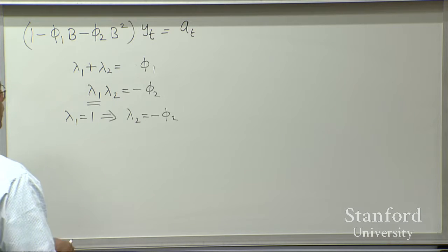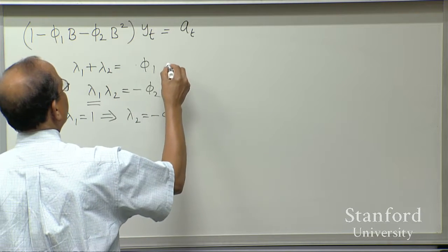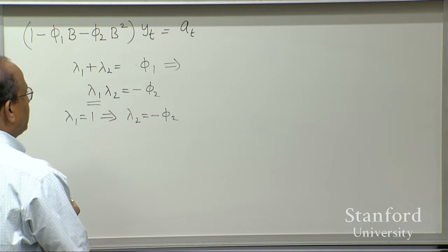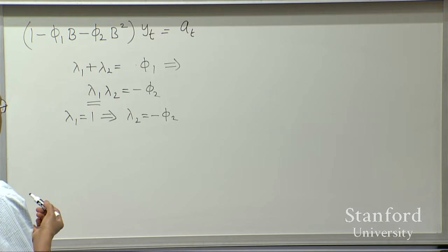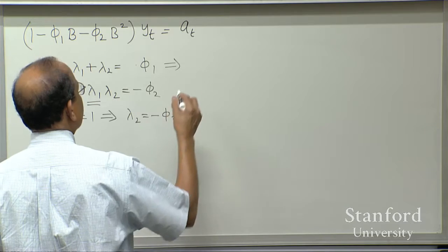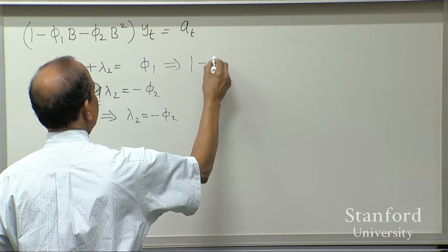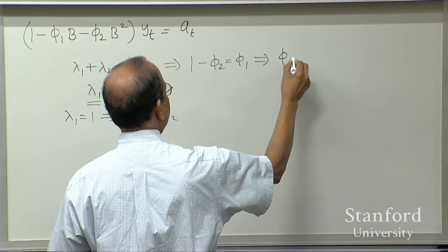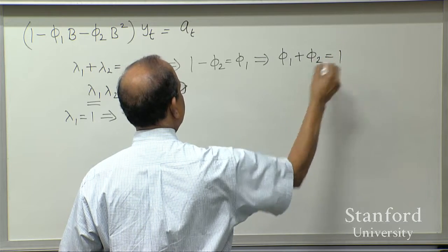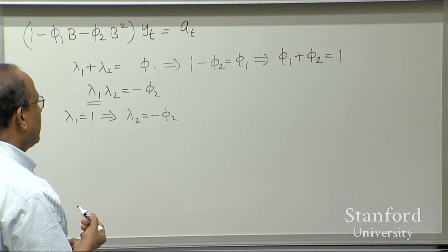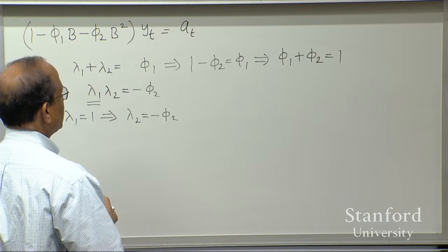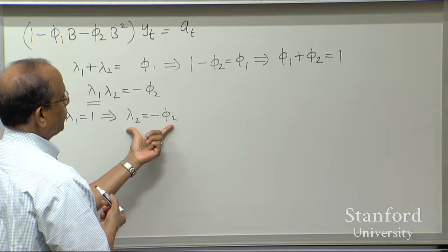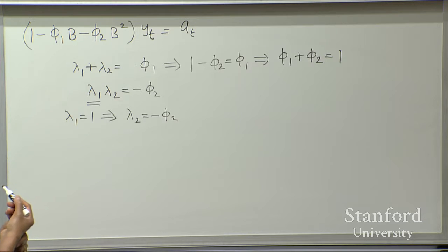So if lambda 2 is minus pi 2, you can see from here that essentially the constraint on lambda can be translated as a constraint on the pi's. So this gives you 1 minus pi 2 is equal to pi 1. So this implies that pi 1 plus pi 2 is equal to 1. And you can see that pi 1 plus pi 2 is equal to 1, and then you're checking whether lambda 2 is equal to minus pi 2. Okay. So that is the constraint that you have.